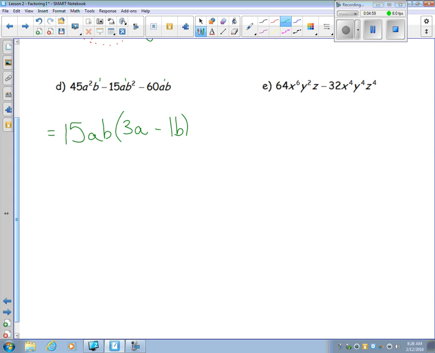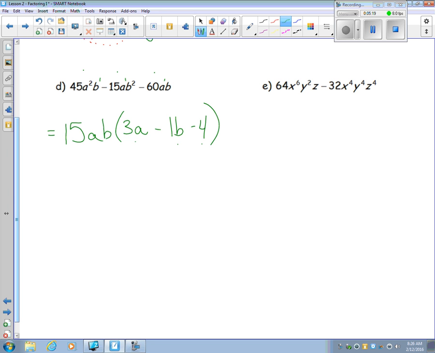Oops, not a bracket yet. I've got one more term here. And the last part, 60 divided by 15 is 4. There's an A, but I took it out, and there's a B, but I took it out, so I'm done. When you're done, make sure you have the same number of terms as you had in the question. So 3 terms in the bracket, 3 terms in the question. You know you're on the right track.